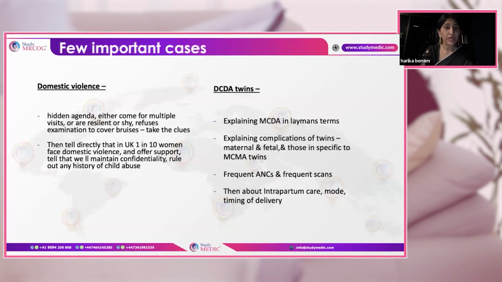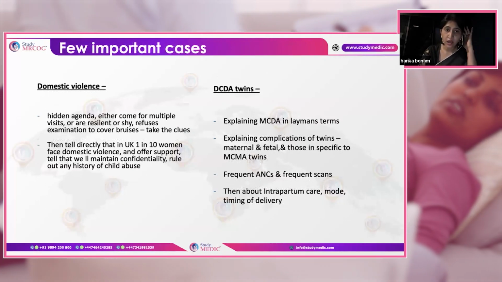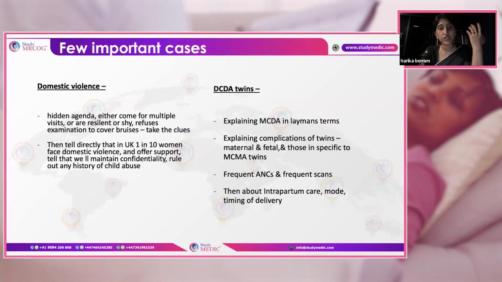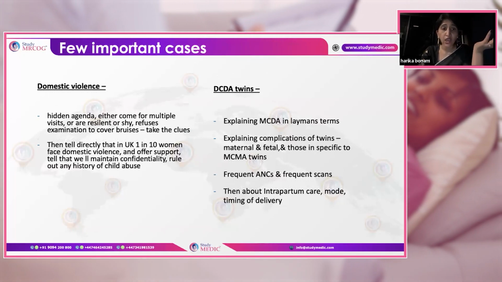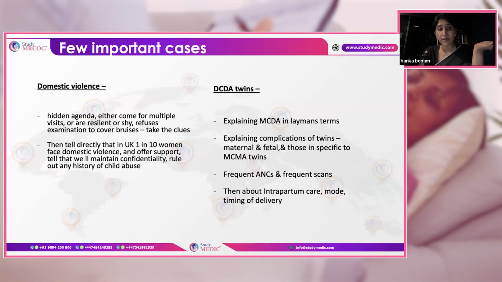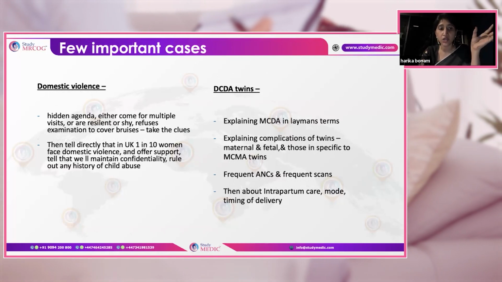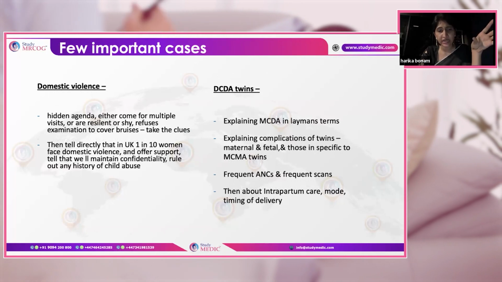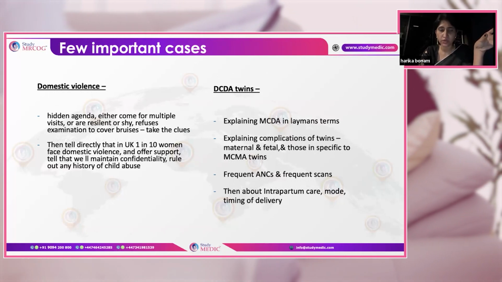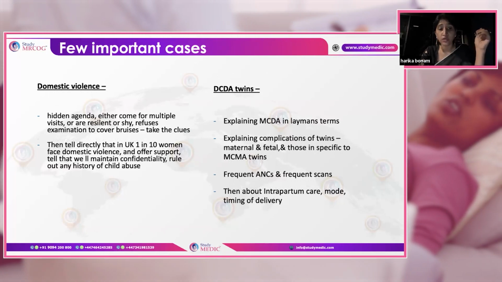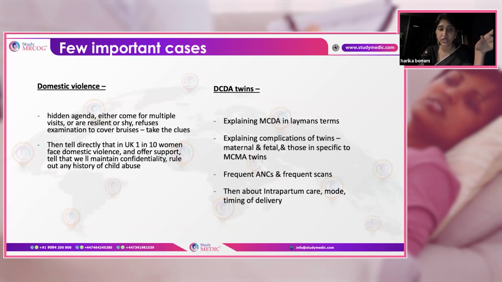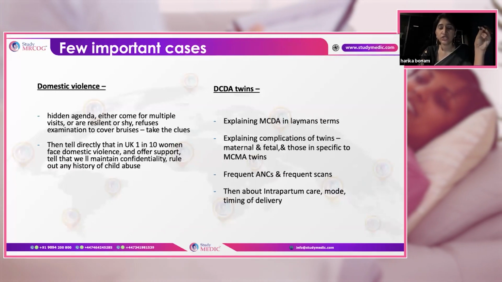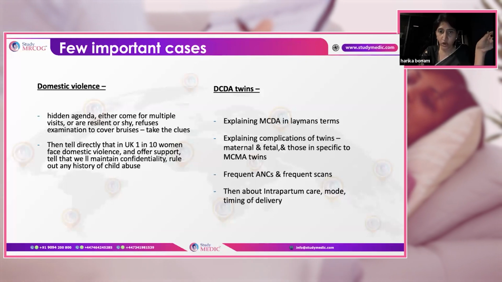Now coming to domestic violence, most of the time it's a hidden agenda. Either the patient is coming for multiple visits, or she's feeling too shy, or refuses examinations to cover her bruises. These things are the clues, and you will have to pick up those clues and tell the patient directly that in the UK 1 in 10 women face domestic violence, offer her support, and tell her that you will maintain confidentiality. And always in cases of domestic violence, please rule out child abuse because child safety is the priority.